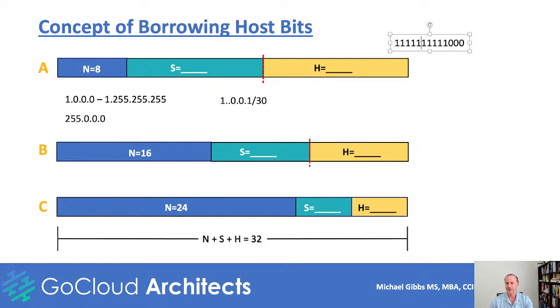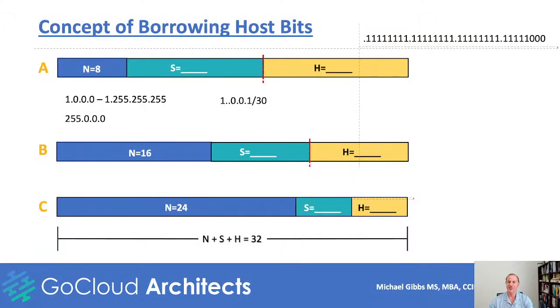1, 2, 3, 4, 5, 6, 7, 8. 1, 2, 3, 4, 5, 6, 7, 8. This is the binary subnet mask. 1, 2, 3, 4, 5, 6, 7, 8. Now, when you see this, can anybody do the math and tell me what this looks like?